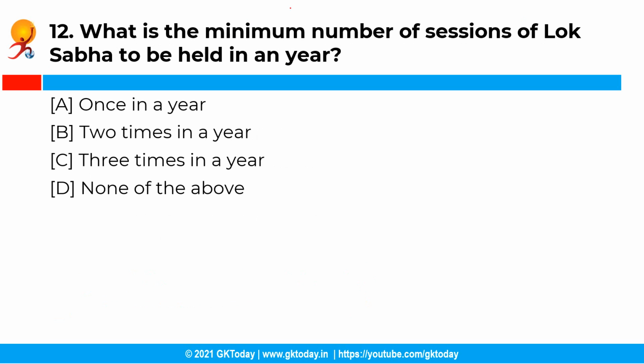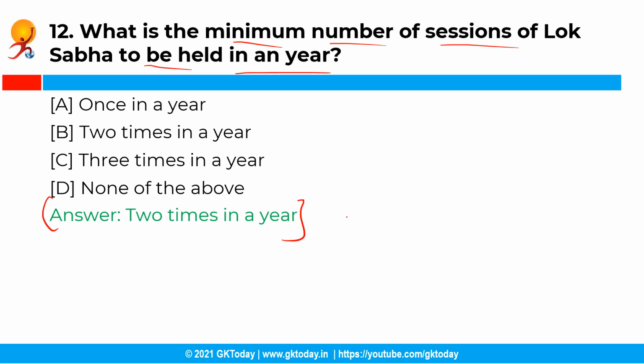Now the next question is, what is the minimum number of sessions of Lok Sabha to be held in a year? Now you have the following options and the correct answer is option B, that is 2 times in a year. So according to Article 85(1) of the Constitution of India, the session of the Lok Sabha is called at least 2 times in a year, and the President shall from time to time summon each House of Parliament to meet at such time and place as he thinks fit.